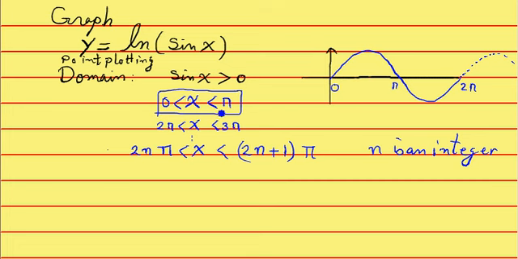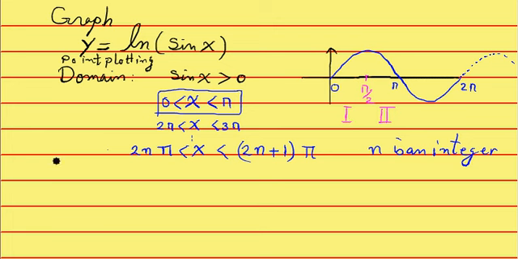Another way of arriving at the same conclusion is to remember that in the unit circle, sine is positive in the first and second quadrant. You remember here from 0 to pi over 2, this is the first quadrant, and from pi over 2 to pi, this is the second quadrant. Sine is positive in the first and second quadrant.